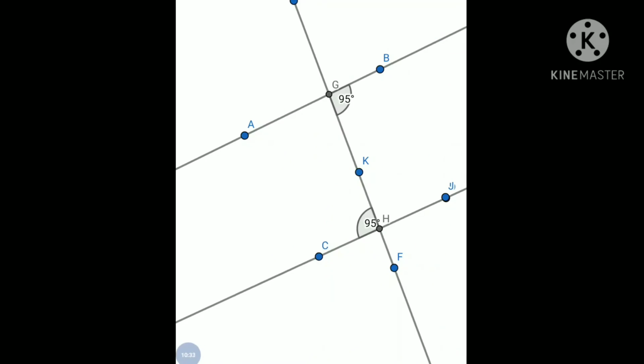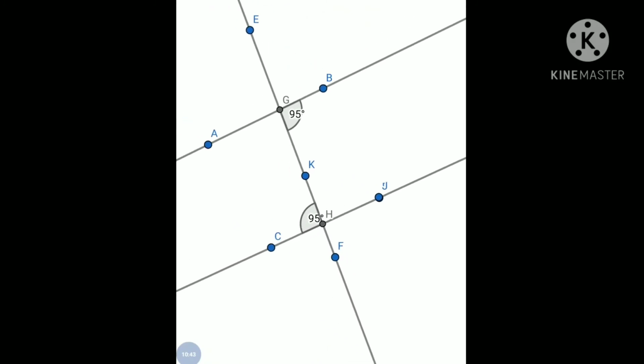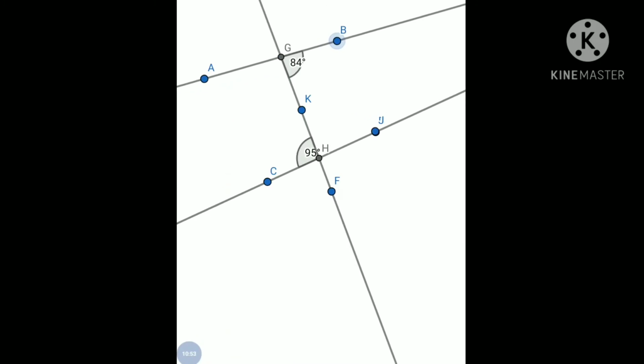Next we check the alternate interior angles. What about the alternate interior angles? See, now the alternate interior angles are equal, therefore the lines are parallel. Now I am changing the alternate interior angles. What happened to the lines? See, the lines are not parallel. When we change one of the alternate interior angles, they are not equal, so the lines are not parallel.